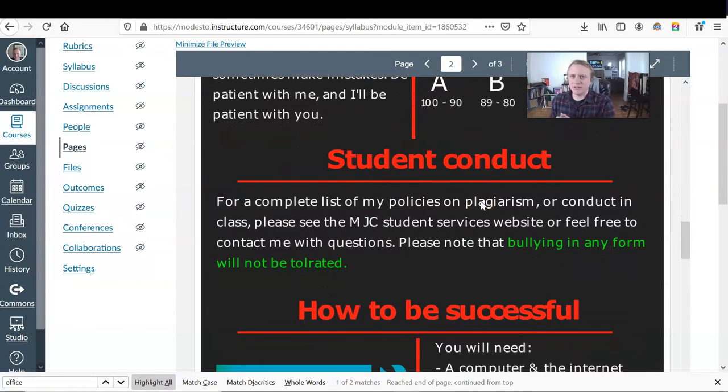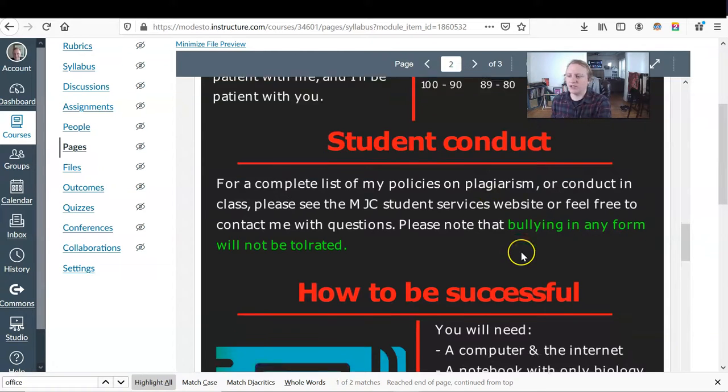I don't think I need to talk about student conduct. You guys know how to conduct yourselves, but if you have any questions, let me know. You can see MJC's policy list for their policies on plagiarism. I follow what MJC follows.